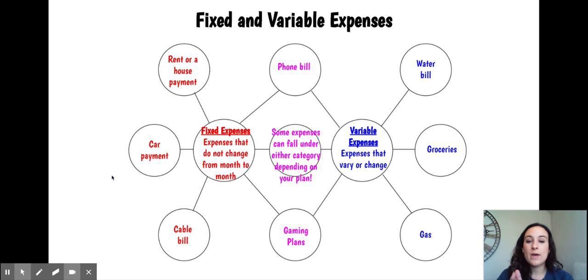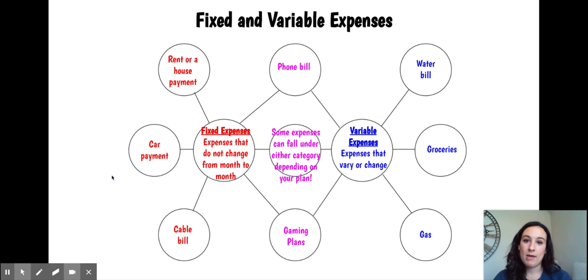So a fixed expense is something that stays the same month to month or week to week. It's not going to change. So an example of a fixed expense would be like a house payment or an apartment rent. Mr. Davidson and I pay the same amount for our house every month, and we know exactly what we're going to pay because it's fixed. It's going to stay the same.